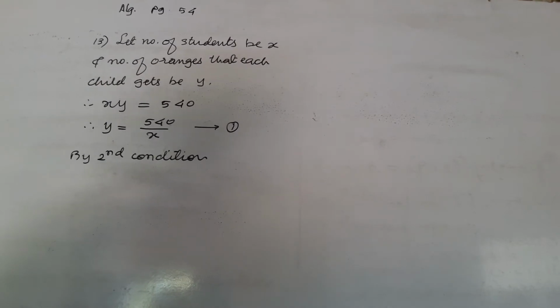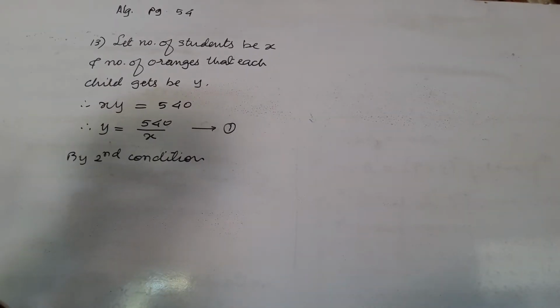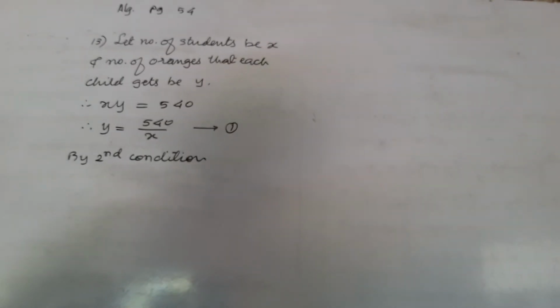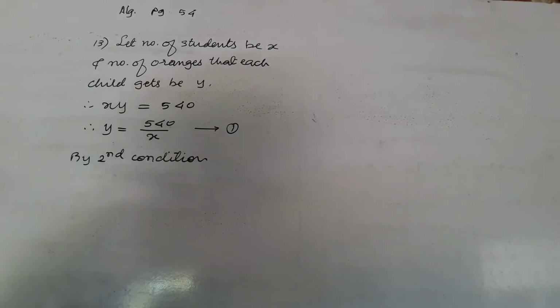Okay. Now let us take the 10th sum. Ranjana wants to distribute 540 oranges among the students. If 30 students were more, then each would get 3 oranges less. Find the number of students. So they ask to find the number of students, and therefore let the number of students be x.